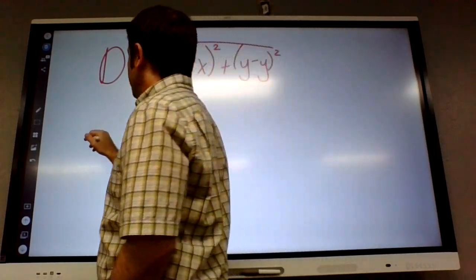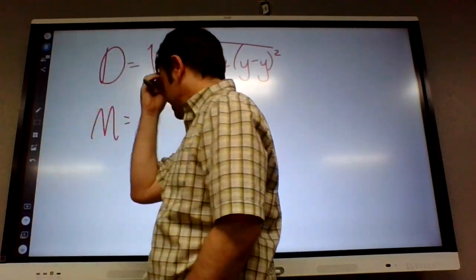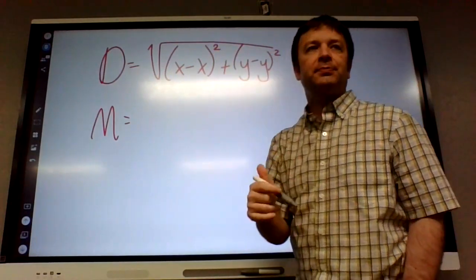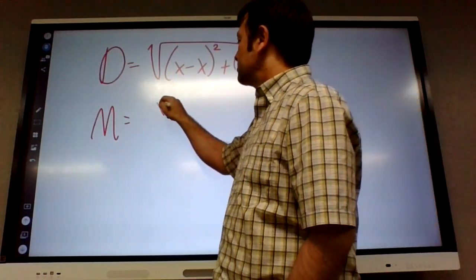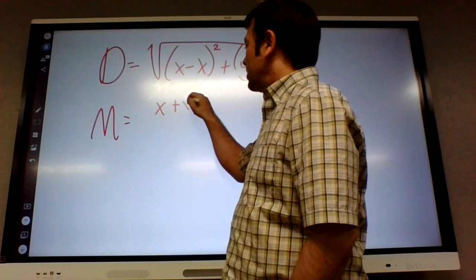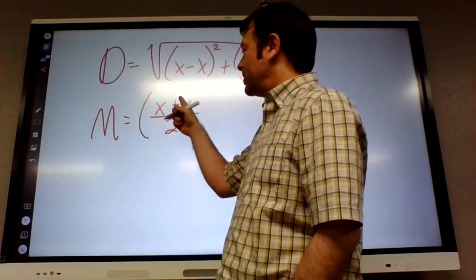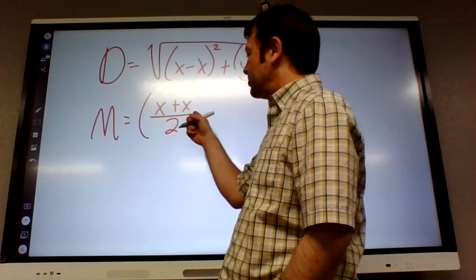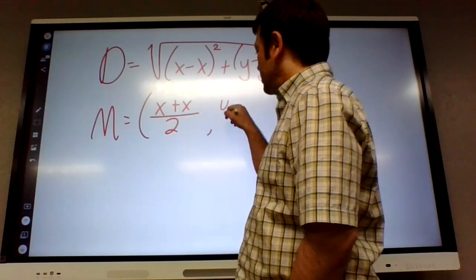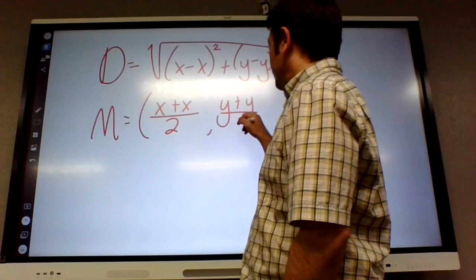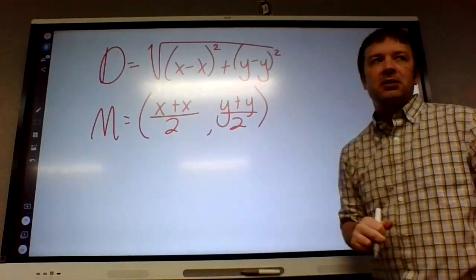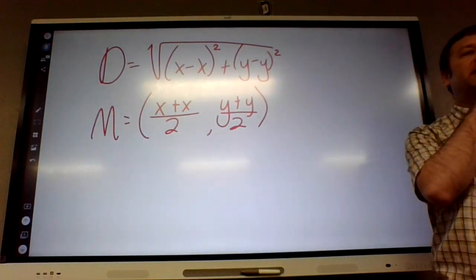Okay, how about the midpoint formula? It's x plus x over 2. So the midpoint means middle. The x coordinate is in the middle of the two x coordinates, so you average them. The y coordinate is in the middle of the two y coordinates.